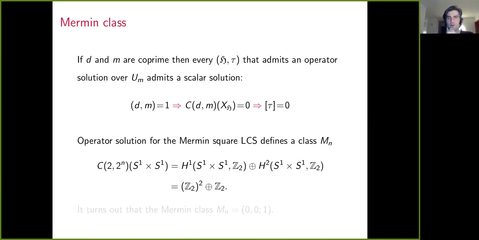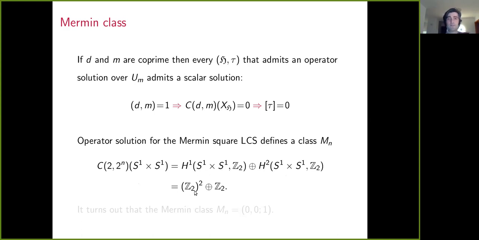So an operator solution for the Mermin class, given by the Mermin square, is the standard operator solution, which is a 2-qubit one. You can always tensor with an identity and then lift it to an n-qubit solution. So here I'm going to keep n greater than or equal to 2. And the CDM cohomology in this case of the torus, remember that the topological realization is a torus in this case, is going to be the H1 of the torus and H2 of the torus. So the greatest common divisor of these two numbers is 2. So the coefficient is Z mod 2.